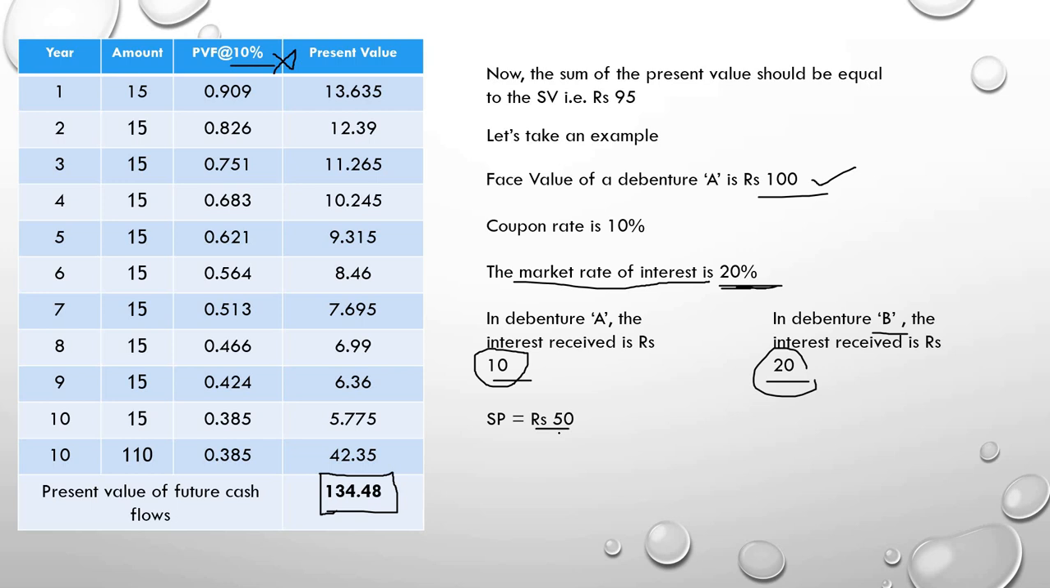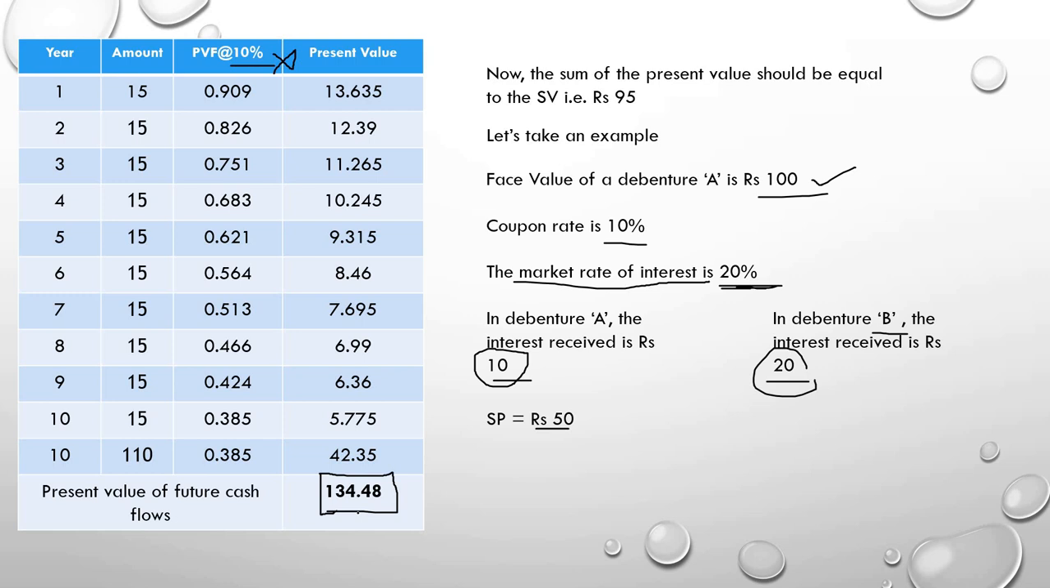Now over here what we have observed is that when the market rate of interest, or you can say when KD, is more than the coupon rate, say my coupon rate is 10% and KD, the market rate of interest, is 20%, the value of my debenture will decrease. And if the market rate of interest is less than the coupon rate, the value will increase, whether it's a share price or your debenture price. So there is an opposite relationship.